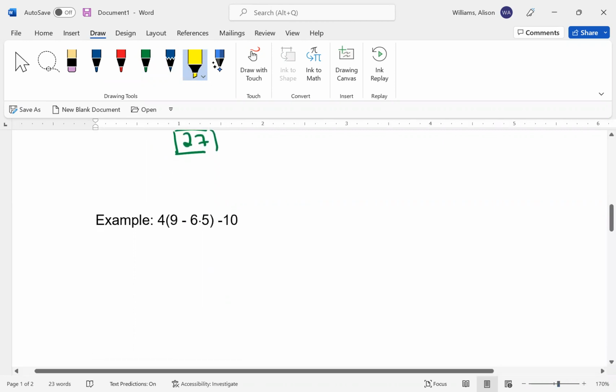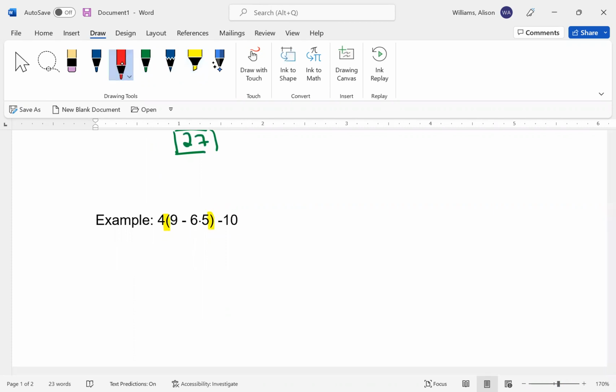We're going to focus on what's inside the parentheses first. So in the parentheses, that's what I'm going to look at first. And I'm going to apply order of operations. So subtraction or multiplication, multiplication has priority. So that's what I'm going to do first. So 6 times 5, that's 30, and I'm going to bring everything down.